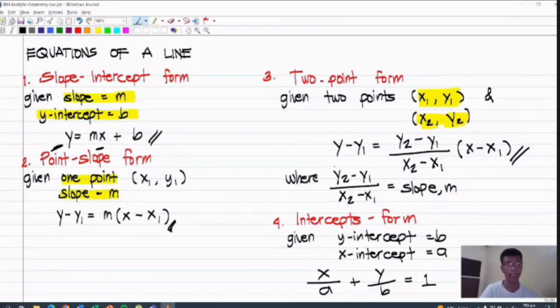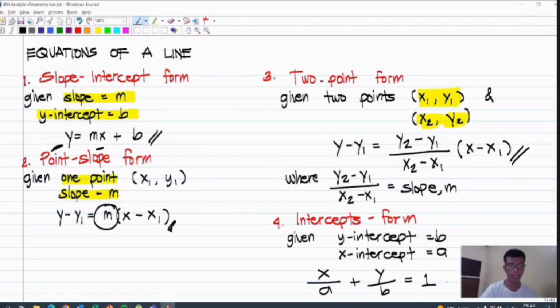Na kung saan yung y sub 2 minus y sub 1 over x sub 2 minus x sub 1 is equal to the slope. Kaya kung mapapansin ninyo, kay number 2 and number 3, ang pinagkaiba lang nila is yung m. Diba? Meaning, yung m kay number 2, ayan yung y sub 2 minus y sub 1 over x sub 2 minus x sub 1 kay number 3. Kaya pwede nyo gamitin yung formula na to kapag ang pinapahanap lang is the value of the slope.